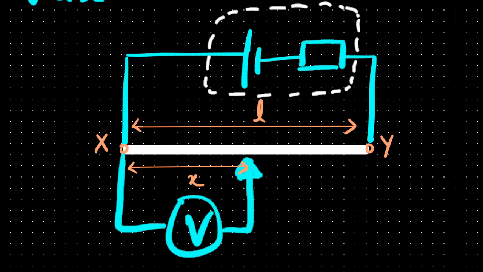Now if you remember anything from the previous videos, you'll know that if the EMF of the cell is E, and if the internal resistance is small r, then we know that across this end we would have the terminal voltage Vt, which is equal to E minus Ir appearing, right? So this is like a prerequisite from the earlier videos.